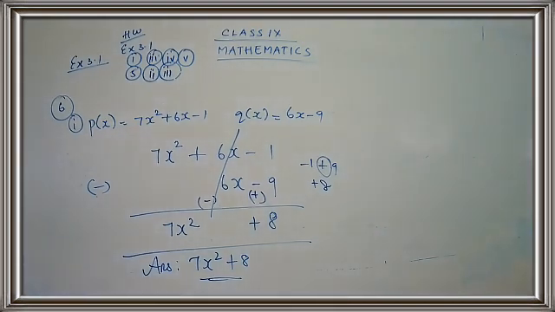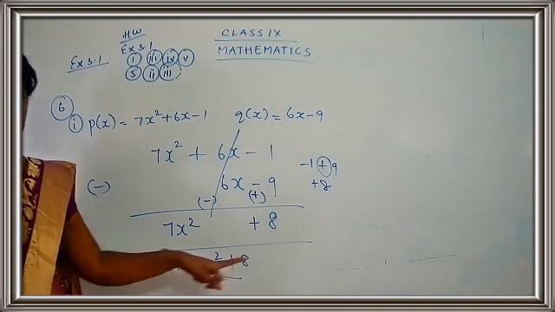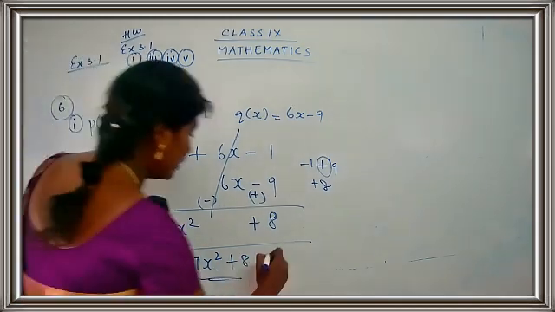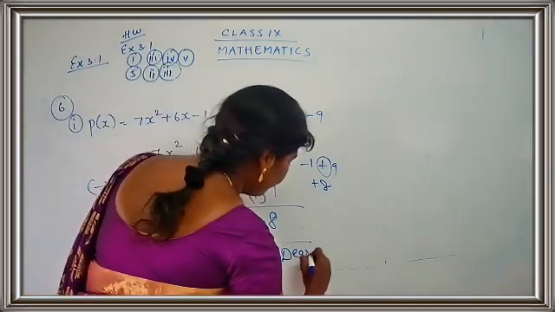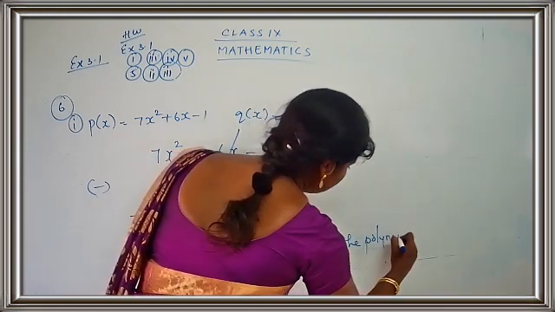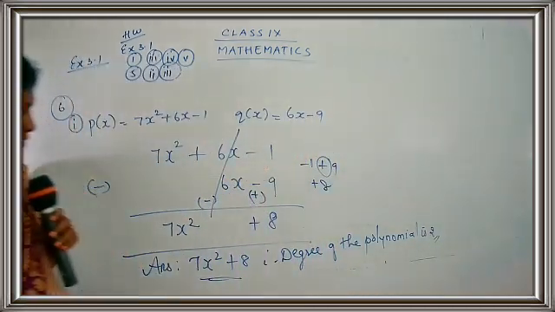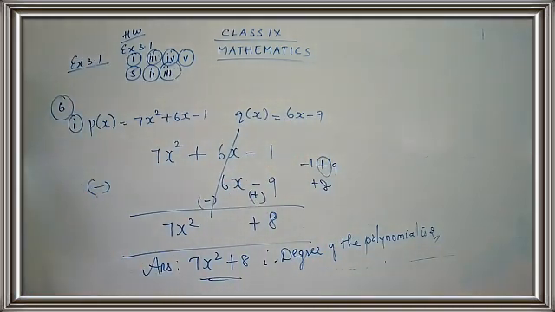You have to write the degree of the resultant polynomial also. They are asking you the degree also. The highest power is 2. Here it is 0. So what is the degree? Degree is 2. Write down: 7x square plus 8. Therefore, the degree of the polynomial is 2.